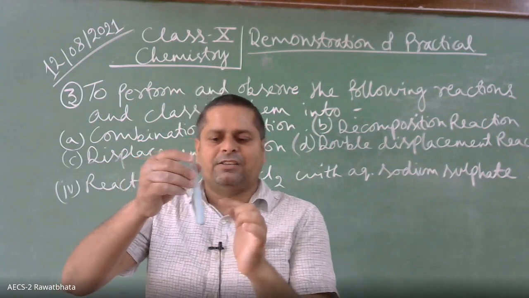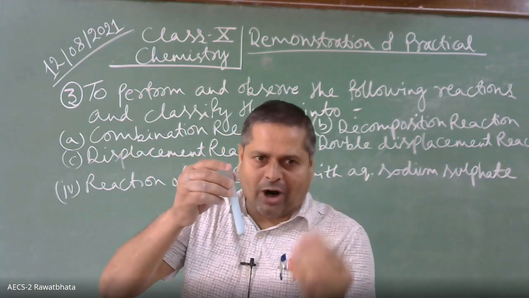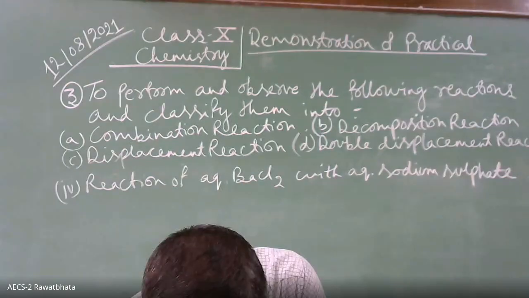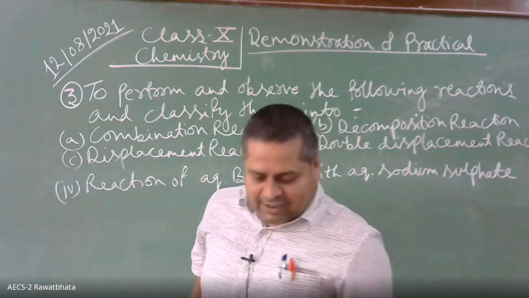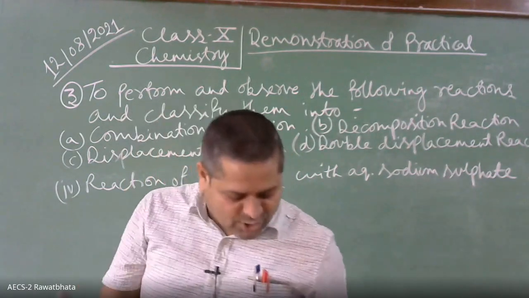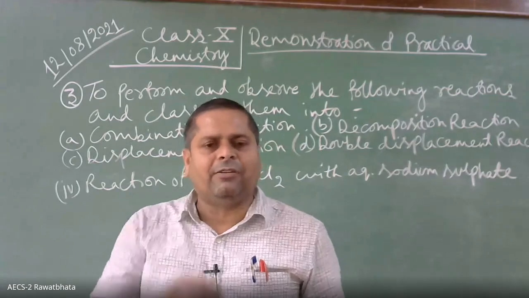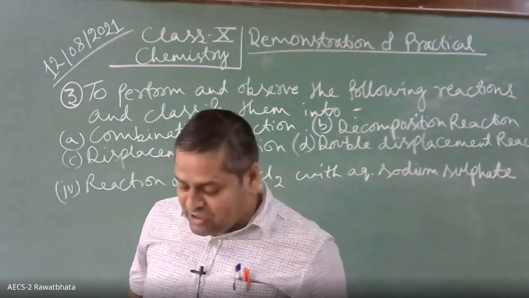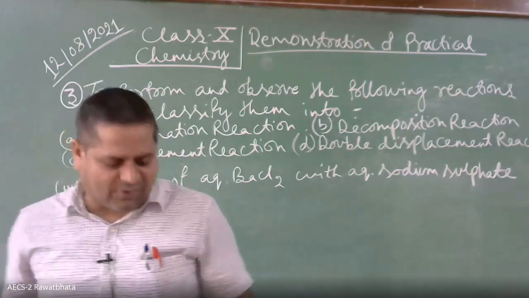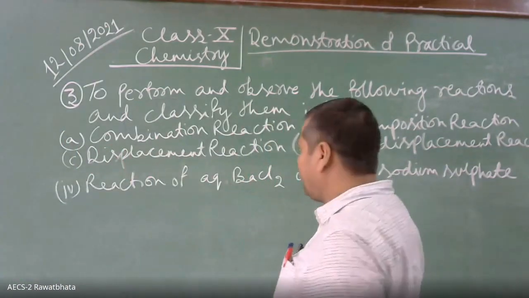And what is the salt that is soluble in this solution? NaCl, sodium chloride. NaCl is formed, and since it is soluble in water, it dissolves in the solution. On the other hand, barium sulfate is insoluble in water, so it forms a precipitate.